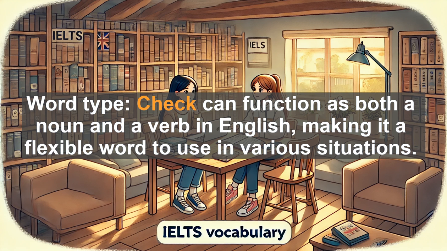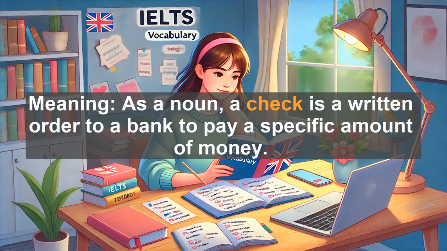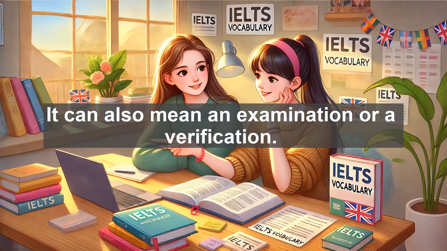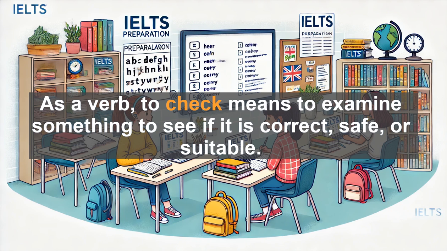Word type: check can function as both a noun and a verb in English, making it a flexible word to use in various situations. Meaning: as a noun, a check is a written order to a bank to pay a specific amount of money. It can also mean an examination or verification. As a verb, to check means to examine something to see if it is correct, safe, or suitable.